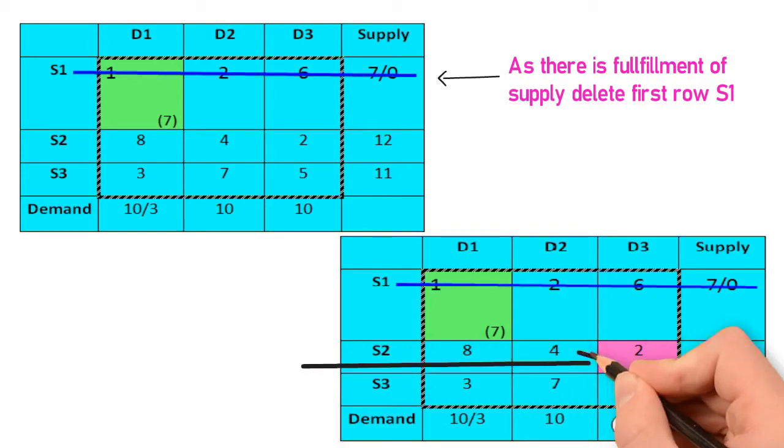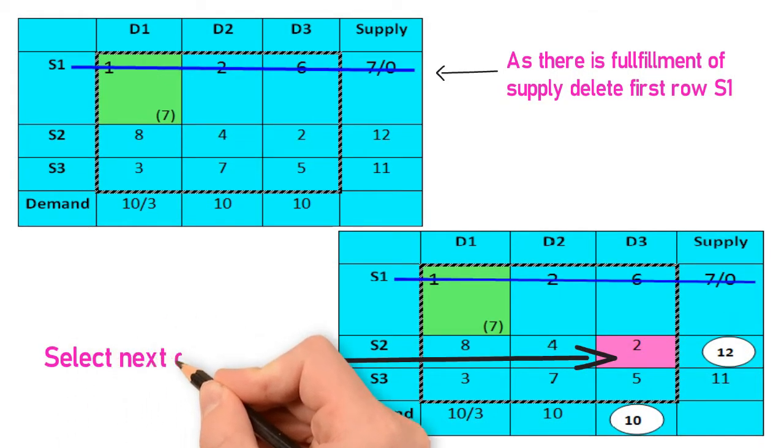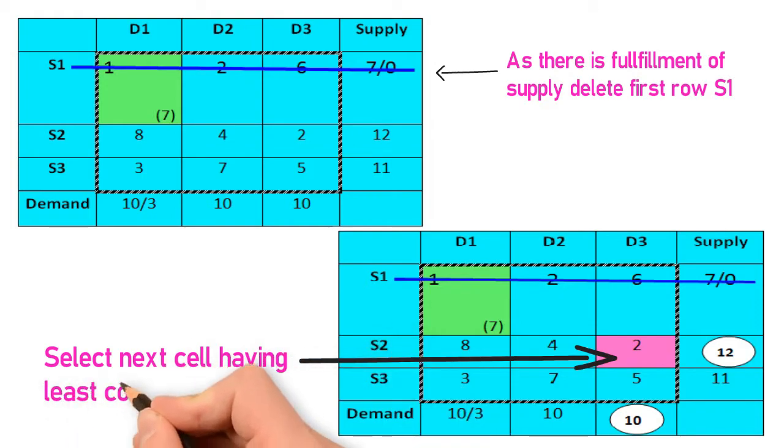Now after this we select the next cell having the minimum cost. Out of 8, 4, 2, 3, 7 and 5, the minimum value is 2, that is cell S2 D3. For that cell, the supply value is 12 units and the demand value is 10 units. Again we allocate the maximum possible units to the selected cell. Supply means available quantity is 12 and the requirement is 10. So we allocate 10 units to the selected cell.